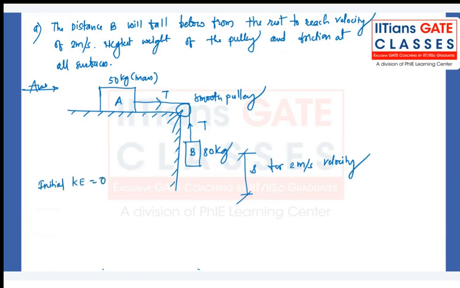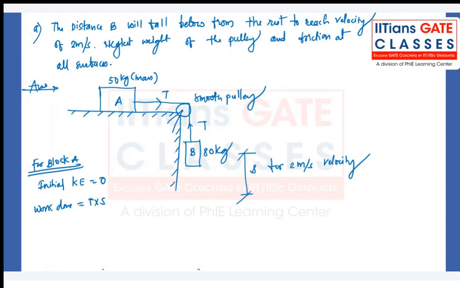Okay, and how much amount of work has to be done? Some distance S has to be traveled, and which is the driving force? The tension in the string, you can say, is the driving force, right? So work done, especially if you talk about block A first, work done will be equal to tension into distance traveled.